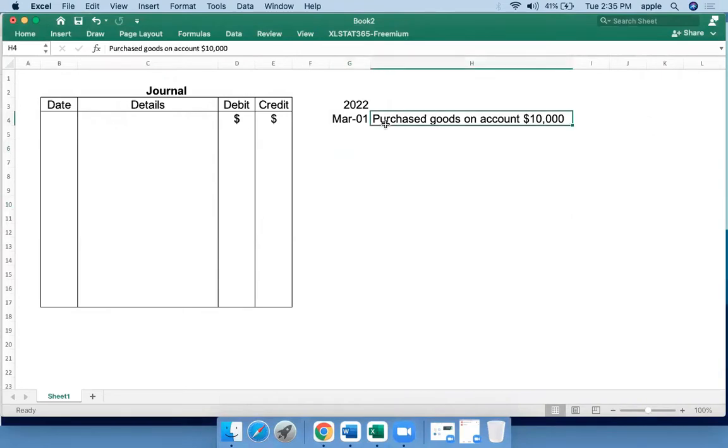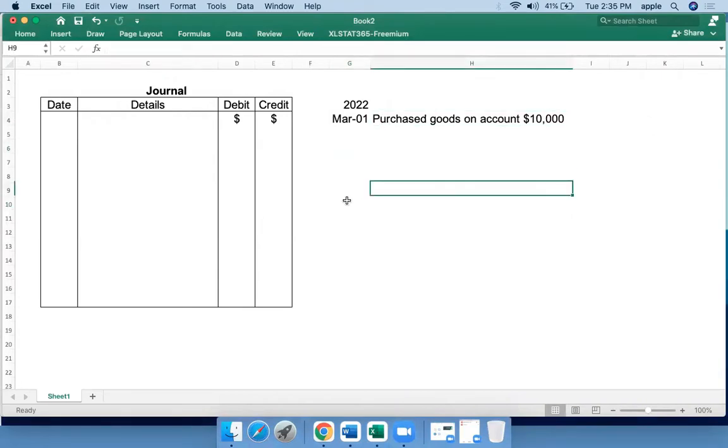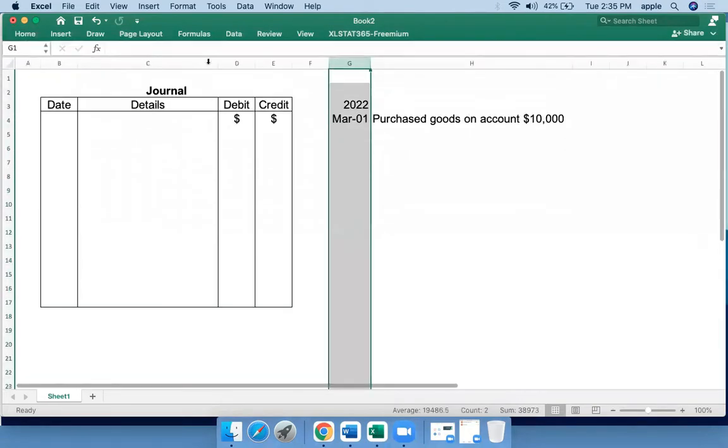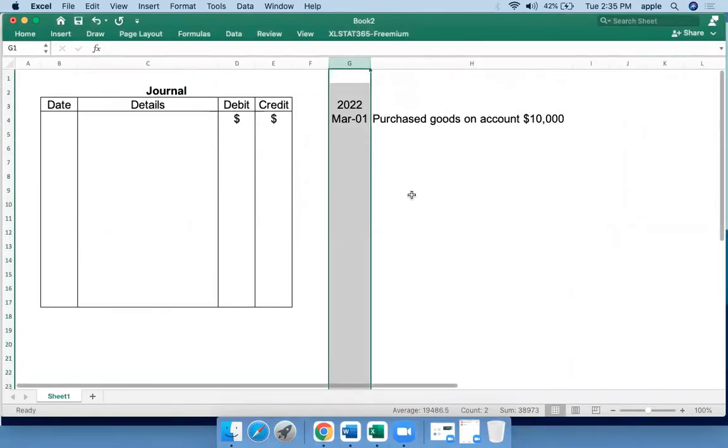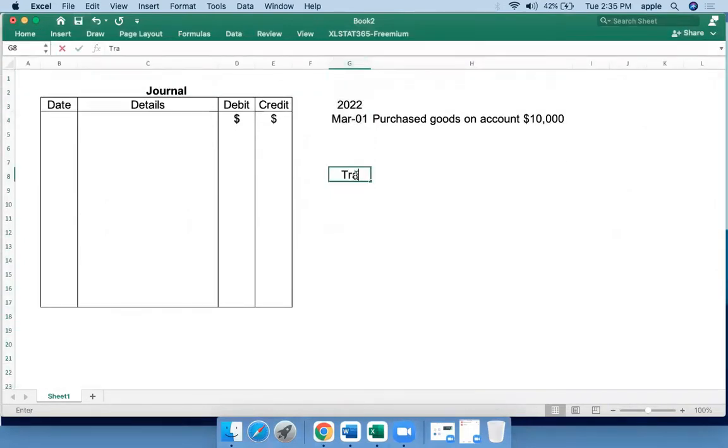Purchase goods on account $10,000. Which two items are affected? Bank and... no, sorry. Trade payable. Yes. Trade payable and purchase. Good.